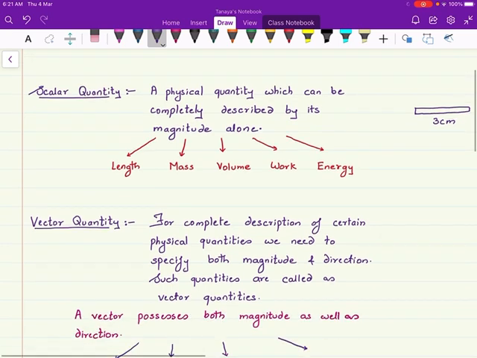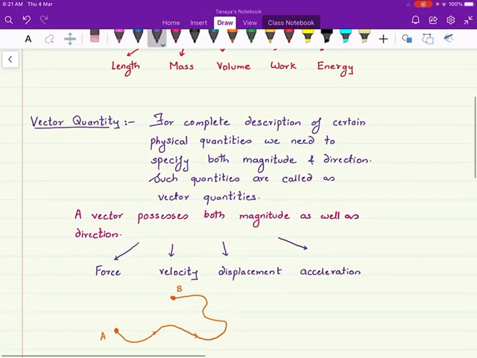Now, what are vector quantities? Vector quantities are the quantities which can be described using magnitude and direction. Unless we tell the direction, we do not know exactly the complete specifications of that quantity. So for complete description of certain physical quantities, we need to specify both magnitude and direction. Such quantities are called vector quantities. Examples are force, velocity, displacement, acceleration, etc.